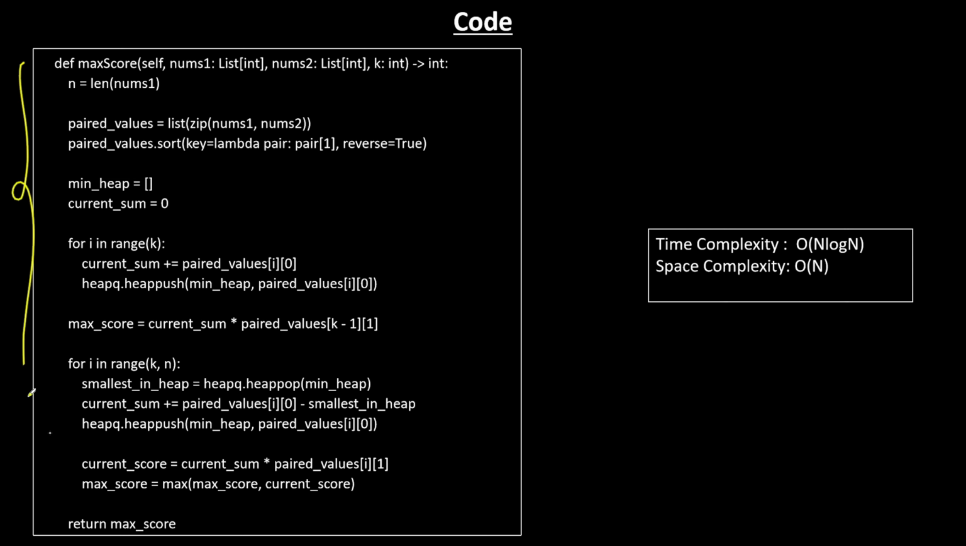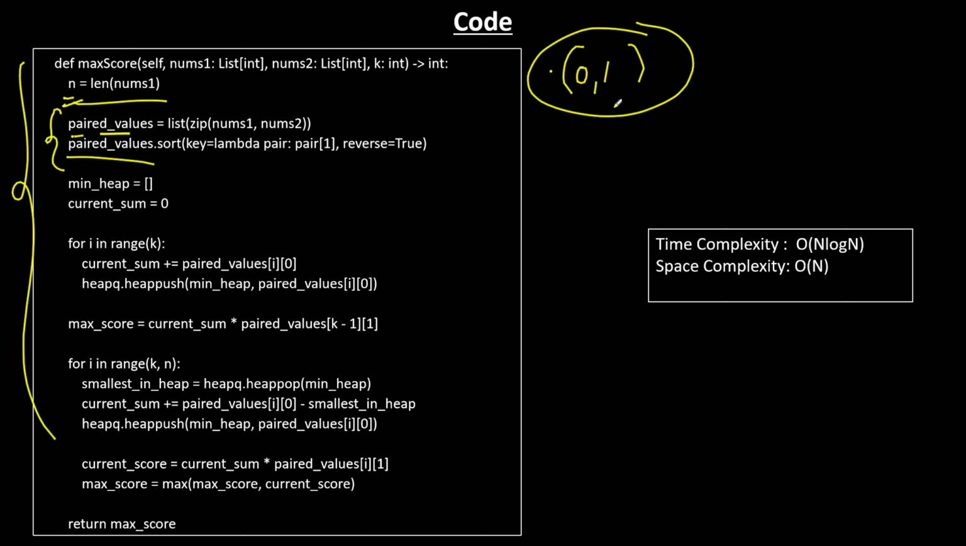So this is the code, as you can see. We have taken the length of nums1 because both nums1 and nums2 have the same length. Now this is the paired values, and this is the sorted values in descending order. Basically, this variable contains the combination of nums1 and nums2 in pair manner, like 0, 1, whatever. And after that, it is sorted on the basis of the nums2 values.